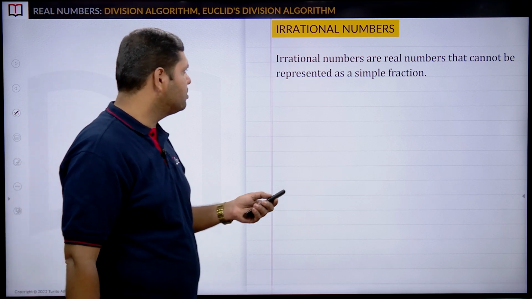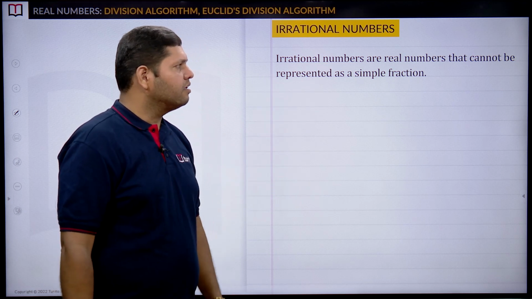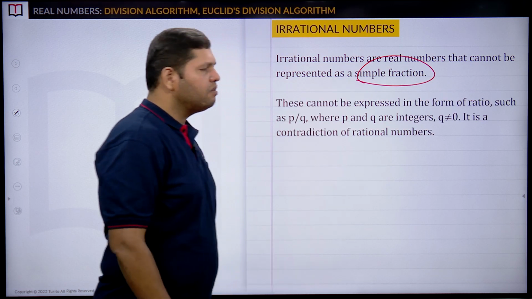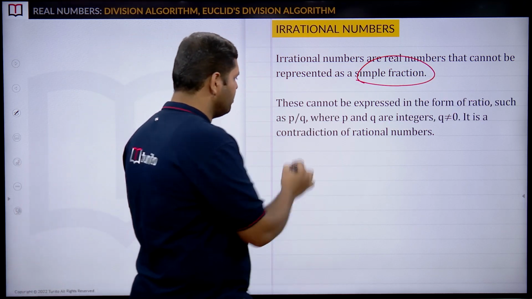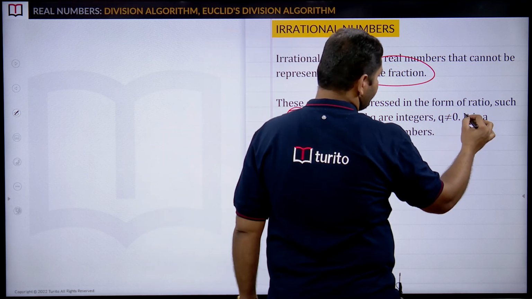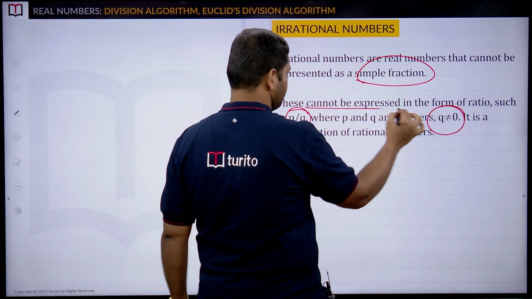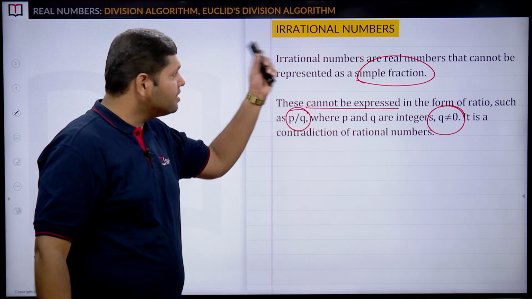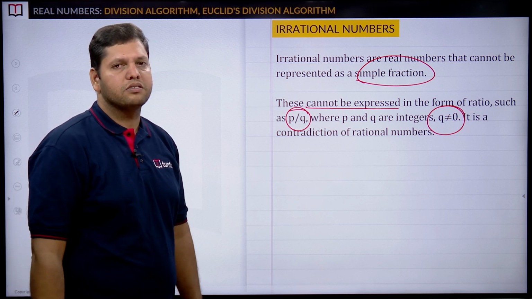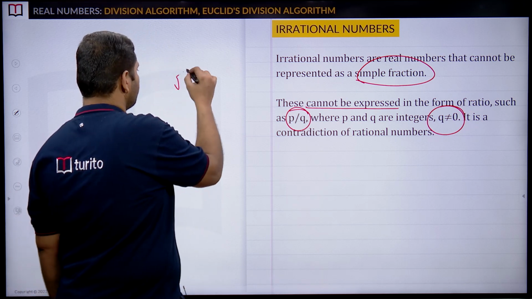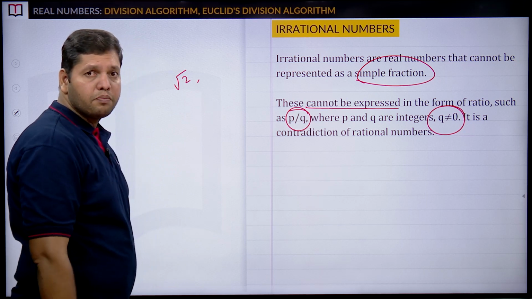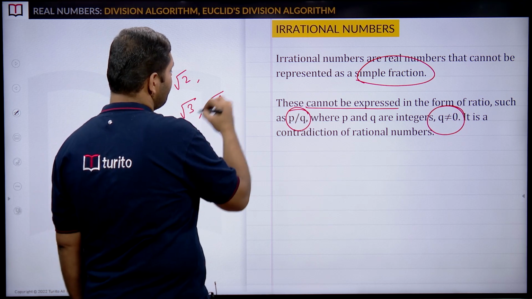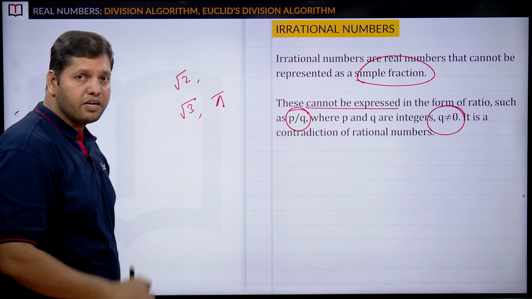Just have the definition, children. Irrational numbers are, again, real numbers, but these numbers can't be represented as a simple fraction. Here simple fraction means what? p by q form. If we cannot represent a number in the form of p by q, such numbers we can say are irrational numbers. You can take the example root 2. It is not possible to write it in the p by q form. Root 3, not possible. You can take the pi value. Pi is also a best example for irrational.